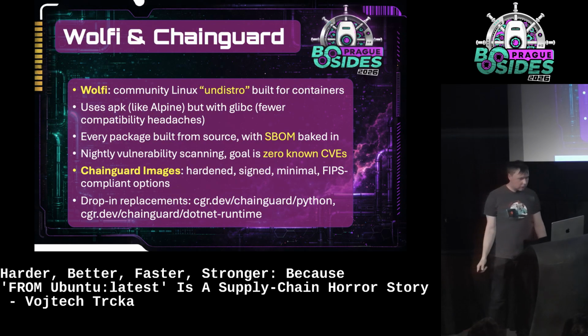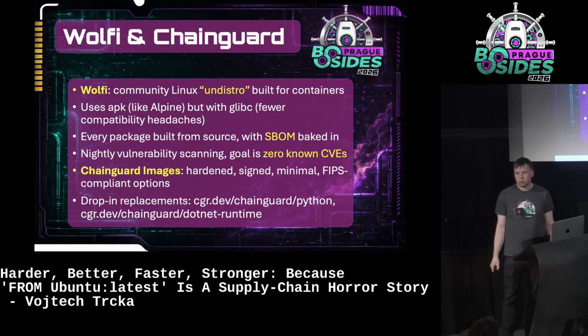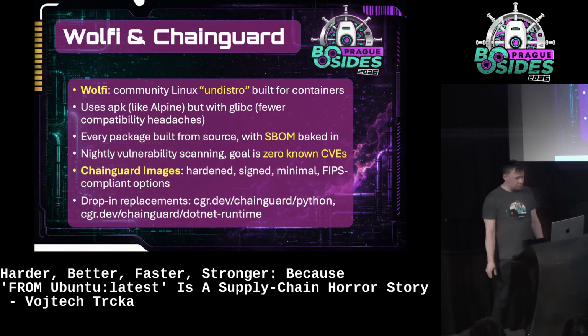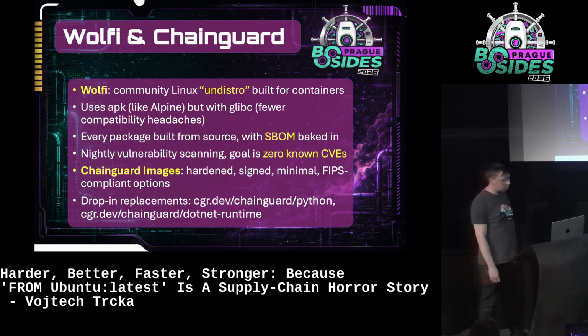And I want to give a quick shout out to Wolfi and Chainguard. Does someone know about them? Okay. Wolfi is a container-first Linux. It uses APK, but there is glibc instead of musl. Everything is built from source and scanned constantly, so it stays clean. The goal is 0 CVEs, and it is also open source.